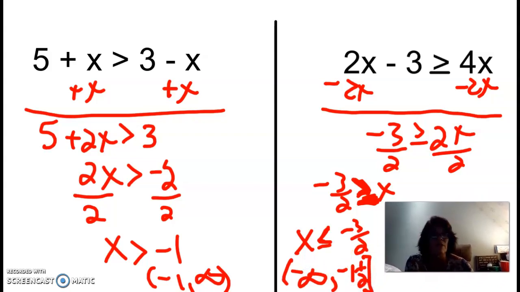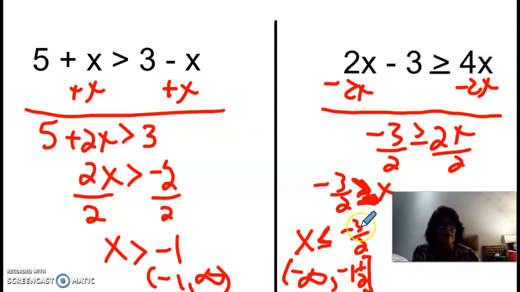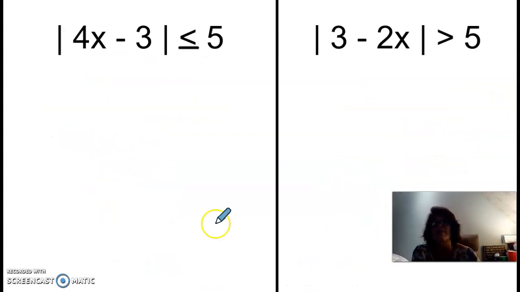Okay? You can say -3/2, you can say -1.5. I don't care, as long as you have this bracket here because of the equal to. Okay? So just be careful where your x ends up.